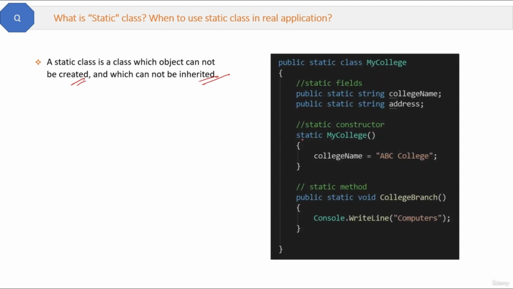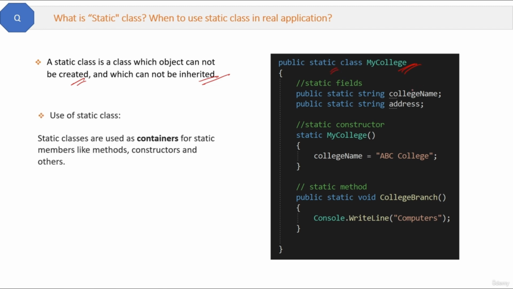Okay, so as I said, we cannot create the object of the static class anywhere, and you cannot inherit from it either. Now, static classes are used as containers for the static members like methods, constructors, properties, etc. Meaning inside a static class all its members must be static only. Even if one member is non-static, there will be a compiler error. Okay, so that is the point.